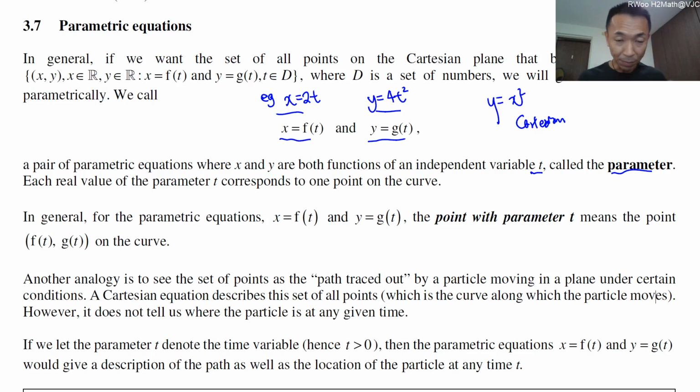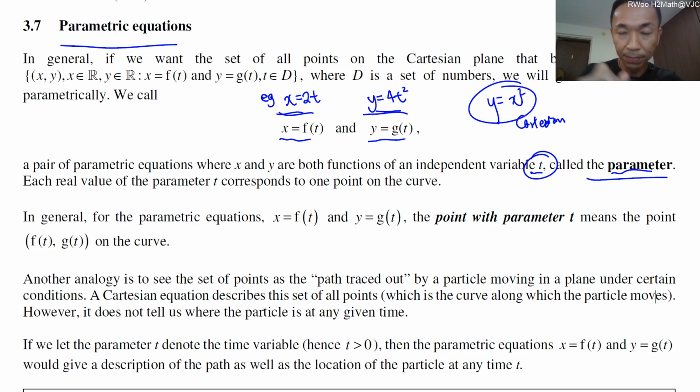One, sometimes the t, the parameter, if you do physics, means a specific quantity, which may mean time. That means after 1 second, the object is at this coordinate. After 2 seconds, the object is at another coordinate. The other reason we use parametric equations is that some equations cannot be defined in a Cartesian manner, in a Cartesian equation. This is an example where y equals x squared and this one are the same, but there are some equations that cannot be described in a Cartesian manner.